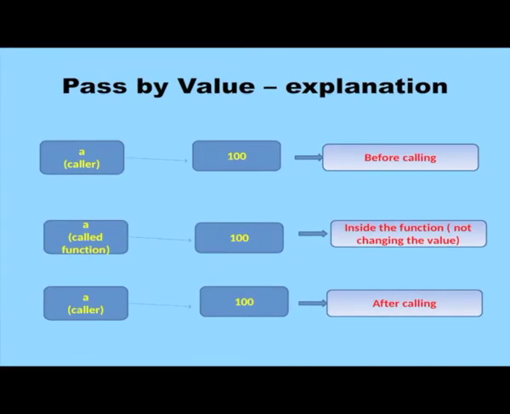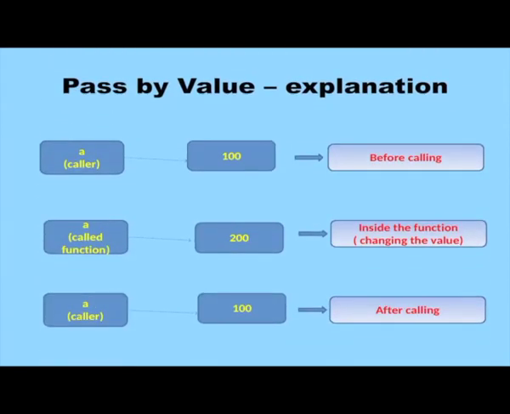What you are seeing is a diagrammatic explanation for pass by value. Initially the value of a is 100 in the calling program, that is in the caller, and in the called program again the value of a remains the same as we are not changing the value of a. Again, when coming back to the main function, the value of a is retained.